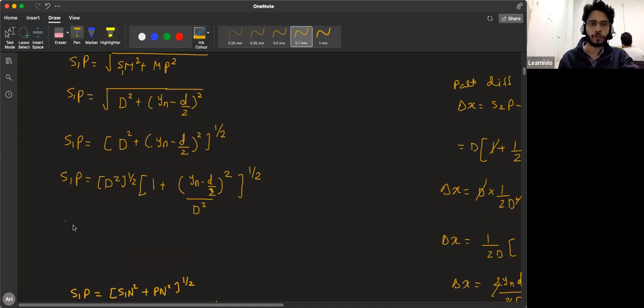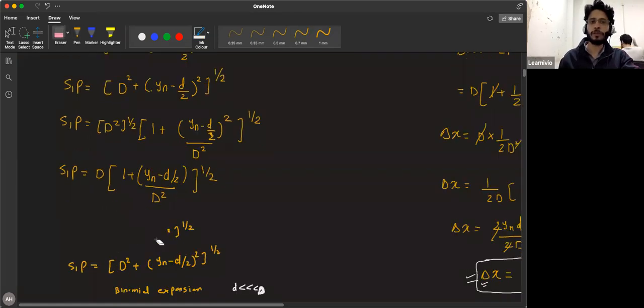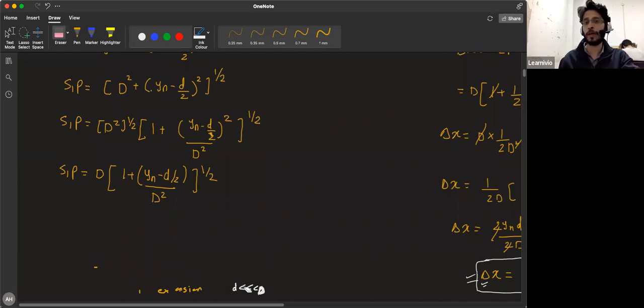So you have S1P is equal to, if you take D square to the power half, that's D, times 1 plus (Yn minus d by 2) divided by capital D square, to the power half. Now, the separation between the slits S1 and S2, which we represent by small d, is very, very small as compared to capital D. So we use this approximation that small d is very, very less than capital D.